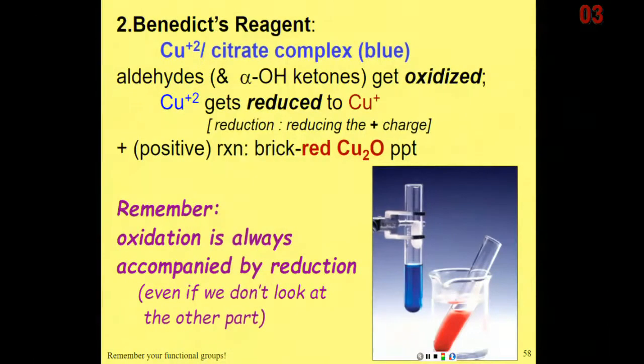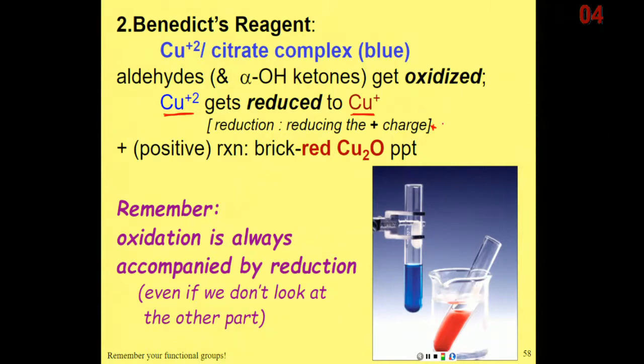The second one is sometimes called Benedict's reagent, sometimes a slightly different name, but close enough for this purpose. And they're going to be ones that include a copper ion. Copper ions are characteristically a nice blue color. It's a copper 2 complex. With what it's complexed, we do not care here. And aldehydes and certain ketones that will get discussed in the context of carbohydrates will be oxidized. Aldehydes get oxidized. But at the same time, the copper 2 ion becomes reduced to copper 1. In other words, you're reducing the positive charge again.